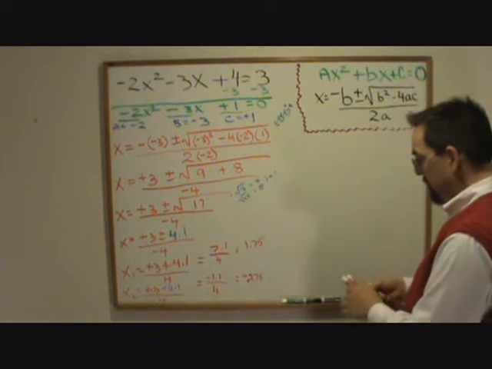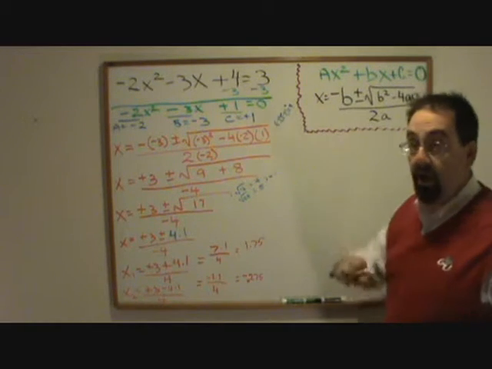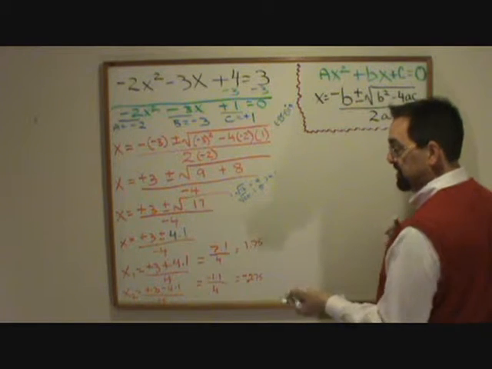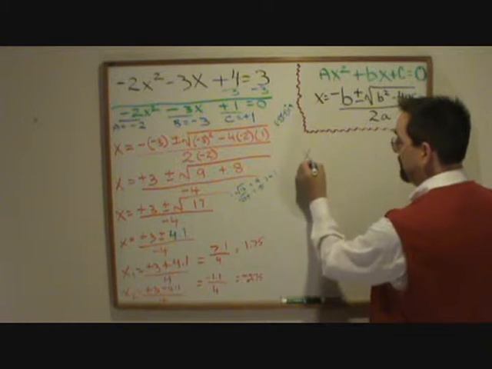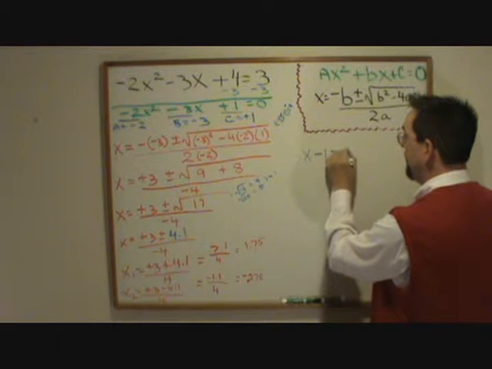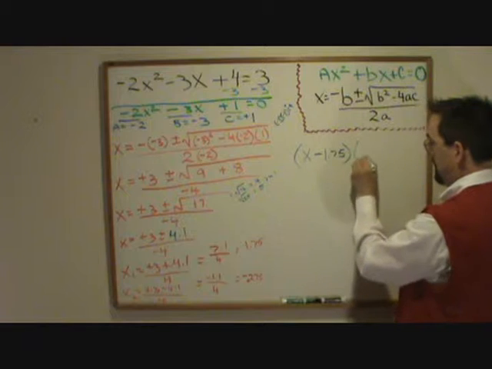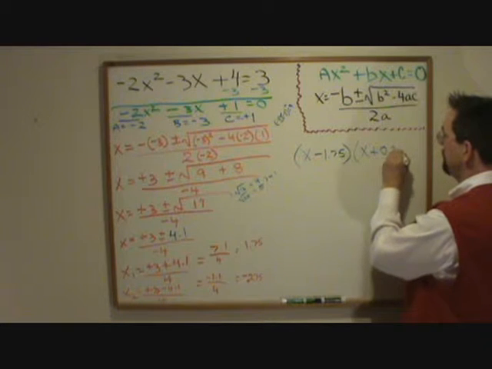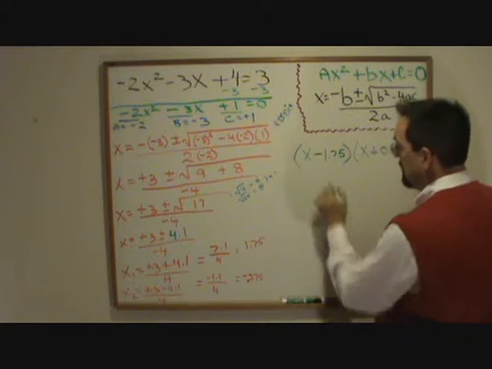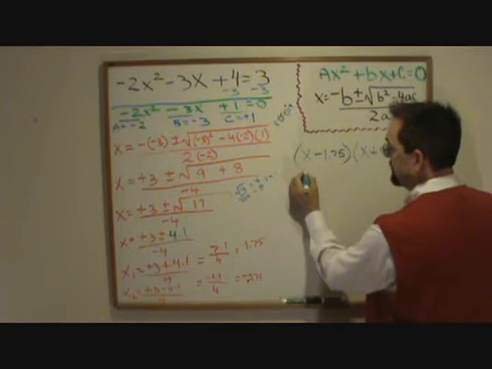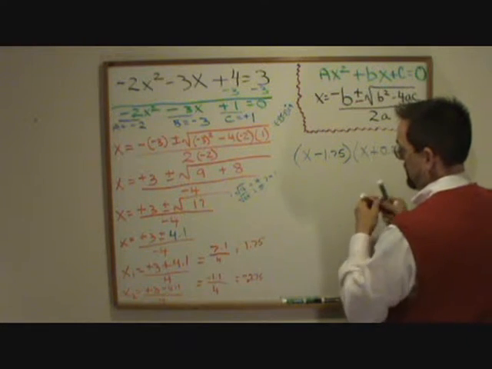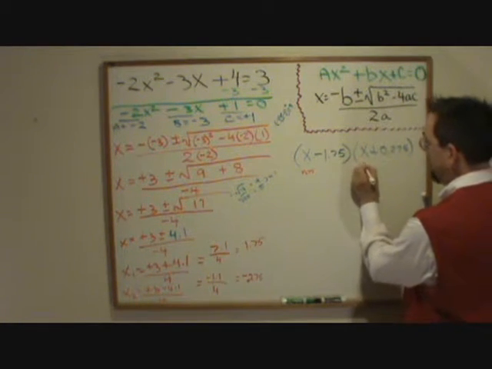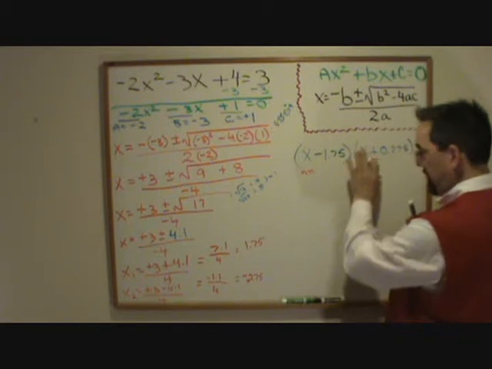Okay. So now let's write the actual final answer in factored form. We knew that these are the solutions that make it 0. So the first one will be x minus 1.75, x plus 0.275. Good, because if we set this equal to 0, this one takes a positive 1.75, which is what we got, and this one takes a negative 0.275. Good, they're the opposites.